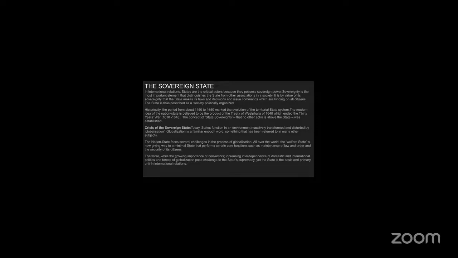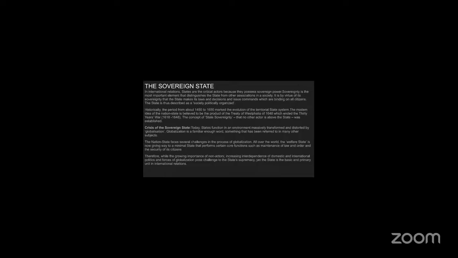If we look at the nation states, they have faced a lot of challenges with the process of globalization, because state sovereignty under the impact of globalization has been delegated. All over the world, the welfare state was giving way to a minimal state, a small state that functions to maintain law and order and the security of its citizens. With globalization, the state was withdrawing and taking away its social responsibilities.